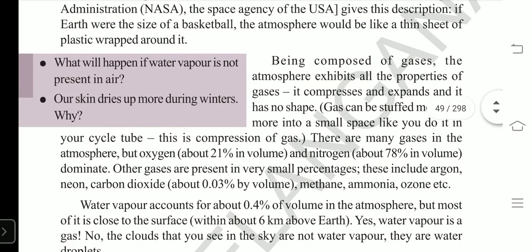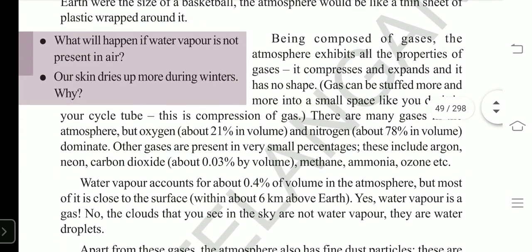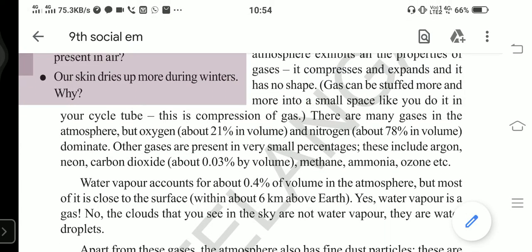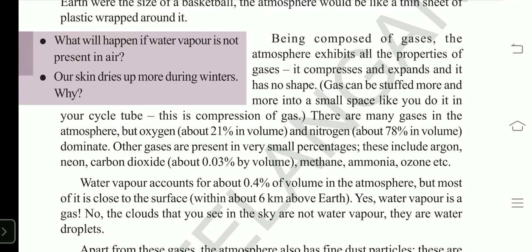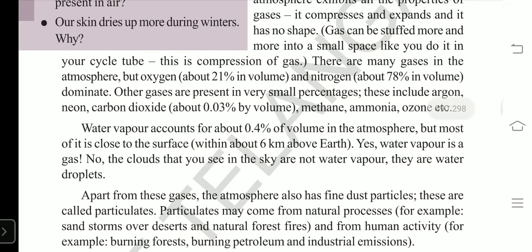So the atmosphere is composed of gases. Several gases are present in the atmosphere. So all those gases which are present in the atmosphere will show their properties, right? Here we see that these gases are sometimes compressed and expanded, so there is no shape to these gases. Gas can be stuffed more and more into a small space, right? How do we do it in our cycle tube?